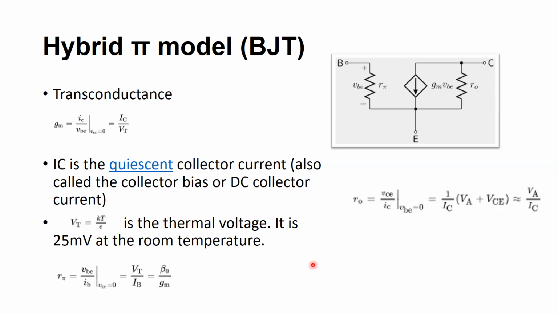I hope you understood the basics of the hybrid pi model, how to derive it, and the different quantities associated with it. An exercise for you would be to derive the hybrid pi model for the common base and the common collector configurations, and write the expressions for them.